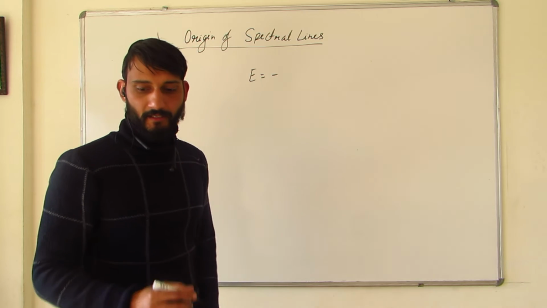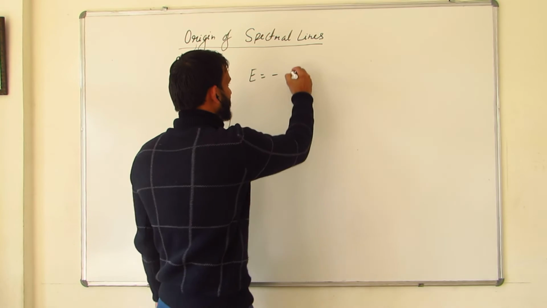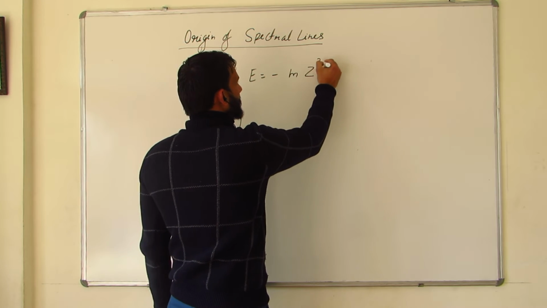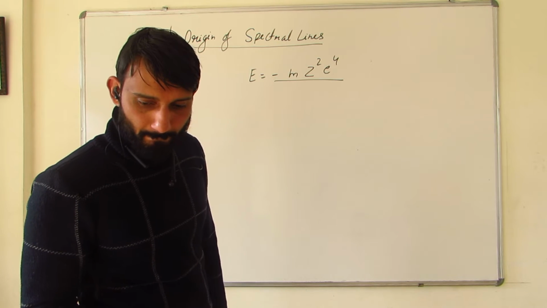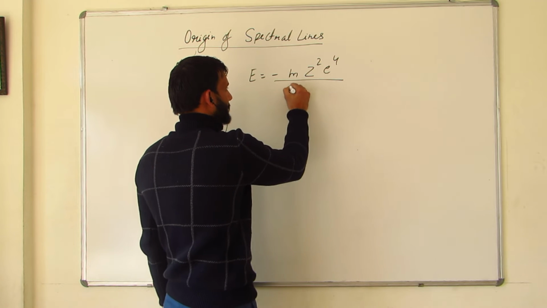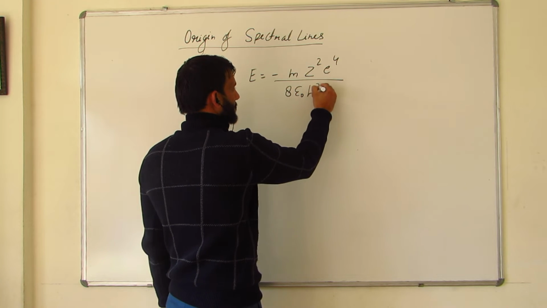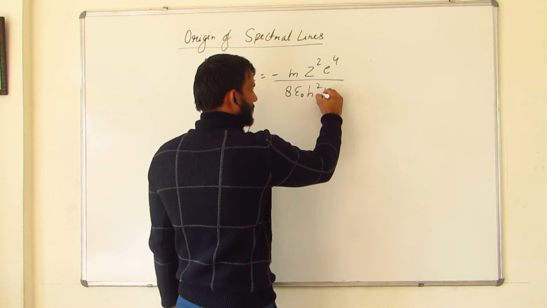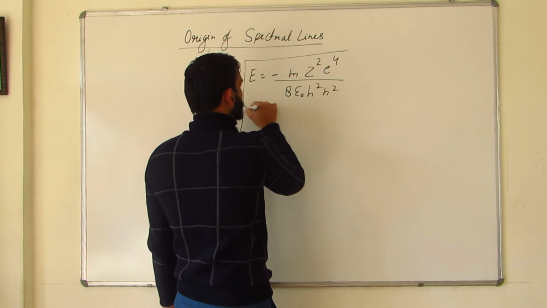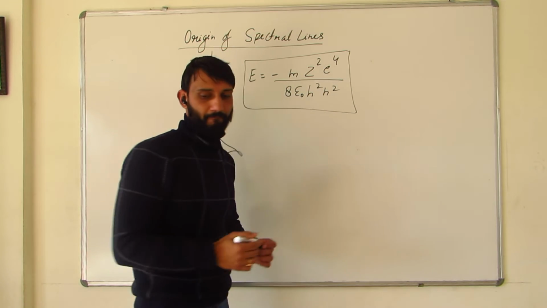minus m Z square e4 upon h square n square.